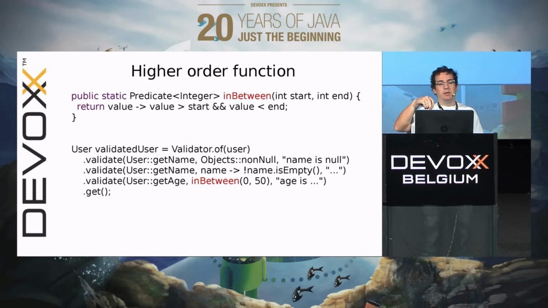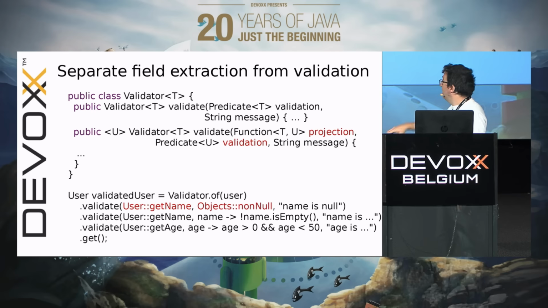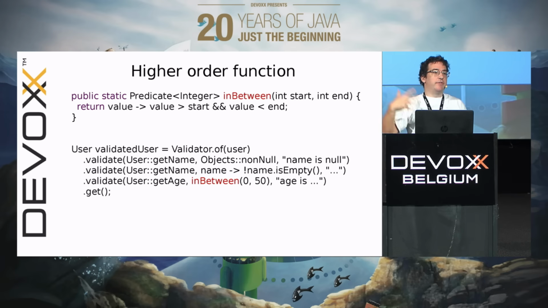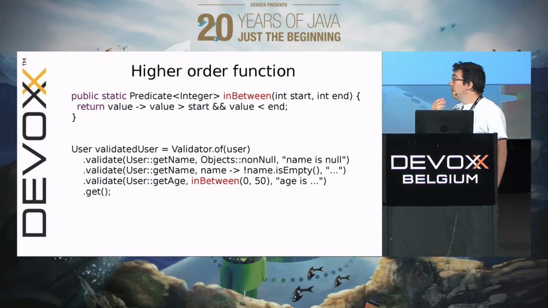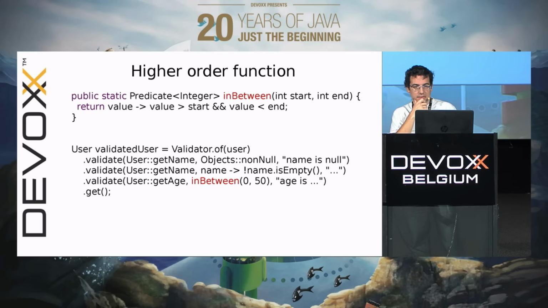The nice thing about doing that is you will be able to share ways to validate things in your code. Because basically you just say: if it's an int, I now know how to validate it with two bounds. Here, in between is just a higher order function that will return the predicate, to make it more readable. So it's a way to, instead of having a lambda with no name, provide a name to an operation by just returning the lambda. Okay?